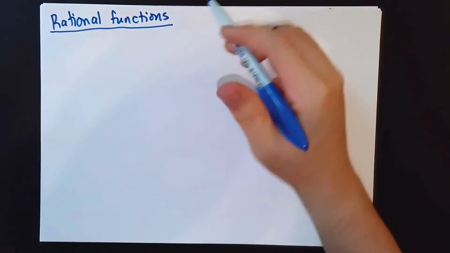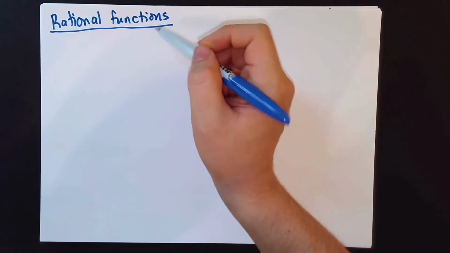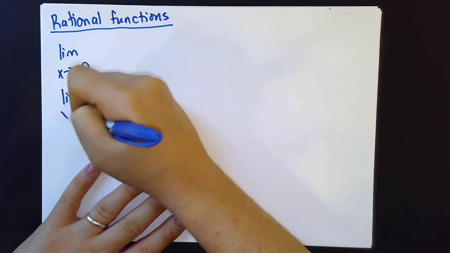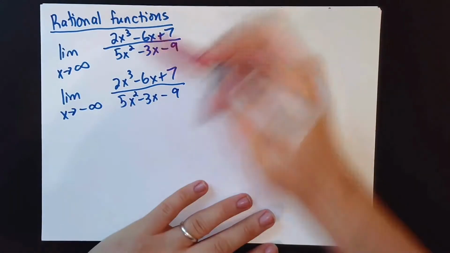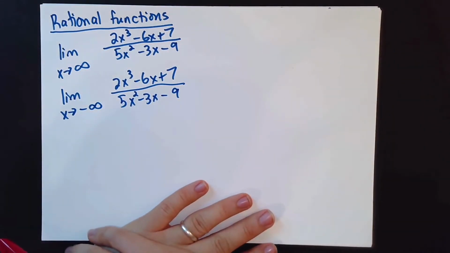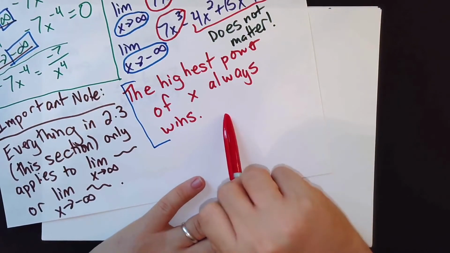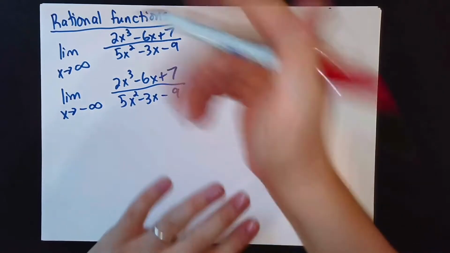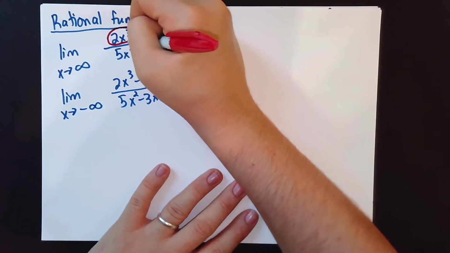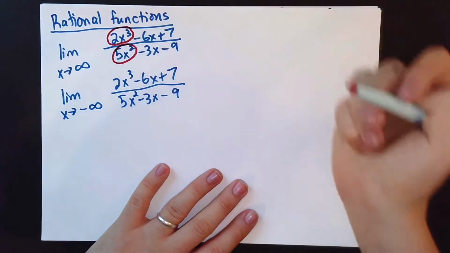And when someone says rational function, what they really mean is just function that's a fraction. So let me write down some messy-looking rational function. And so what's going to happen is that this same rule, that the highest power of x always wins, is going to apply, but it's going to apply separately in the numerator and the denominator. So I'm going to look here at the numerator. That's my highest order term there. I'm going to look here in the denominator. That's my highest term there.